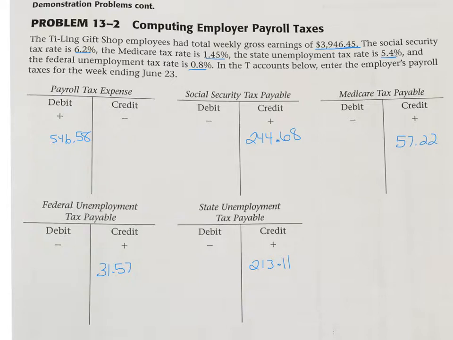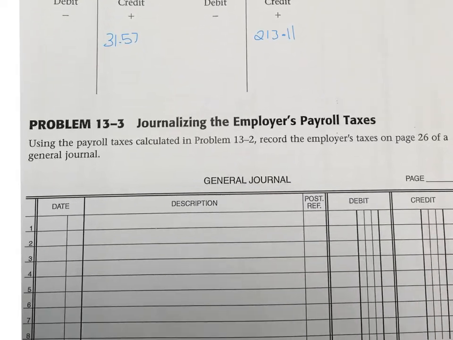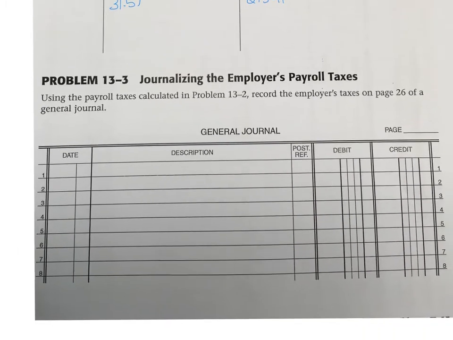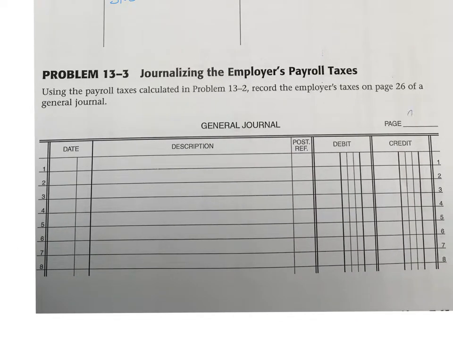Now we can use this information to come down to our journal, and it asks us to journalize these transactions. And so it asks us to do it on page 26 of our journal. It said that the date was June 23rd. We start with what was debited, which was our payroll tax expense.